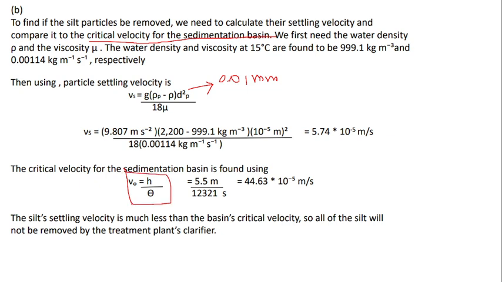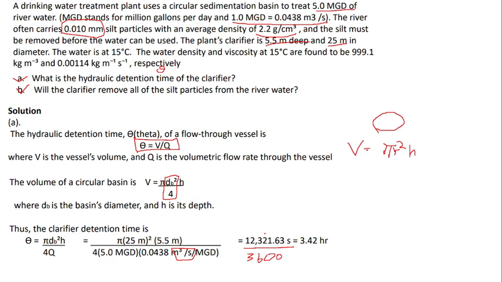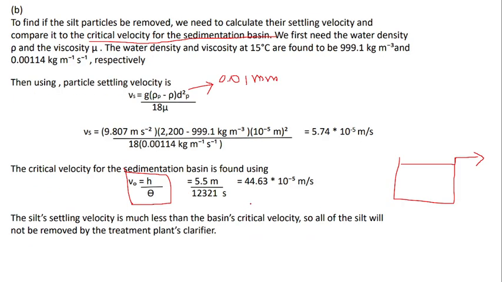Now to find the critical velocity. The critical velocity is the overhead velocity where the overflow can happen. Okay, that is the critical velocity of a sedimentation basin. So V naught is equal to h divided by theta, which is equal to 5.5 meter, we know the depth, and theta is obtained as 12,321 seconds. Right. We are substituting this value here. So the critical velocity is 44.63 into 10 power minus 5 meter per second.